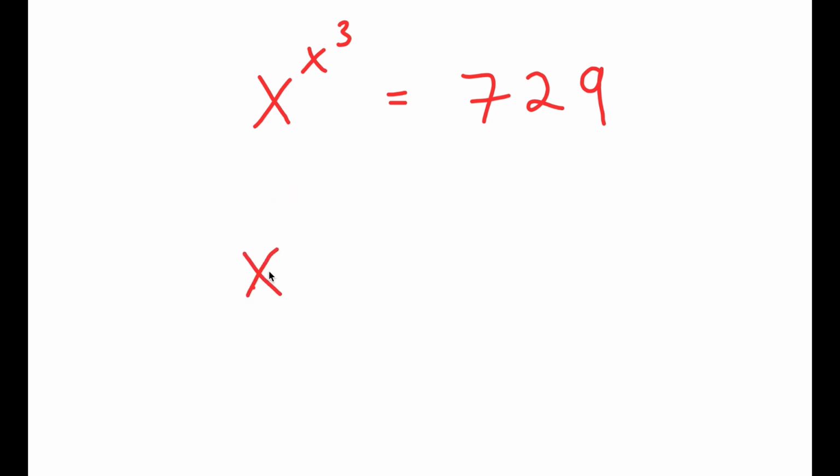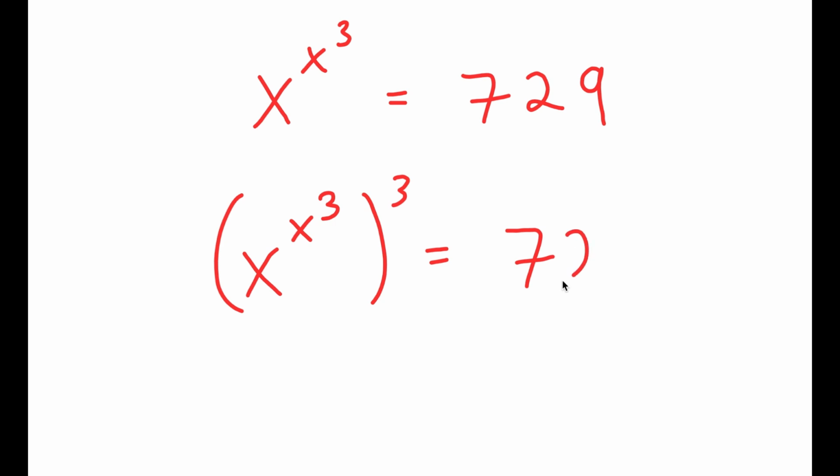Alright, so in this video, I'm going to solve the equation x to the power of x to the power of 3 is equal to 729. To solve this equation, I'm going to first start by taking the power of 3 on both sides. So I get x to the power of x to the power of 3 to the power of 3 is equal to 729 to the power of 3.